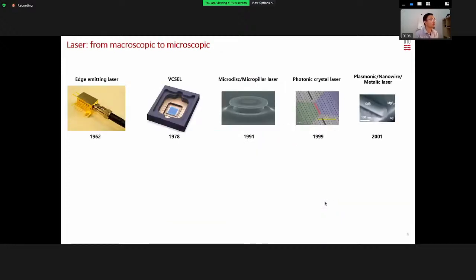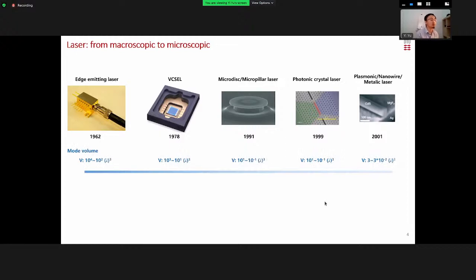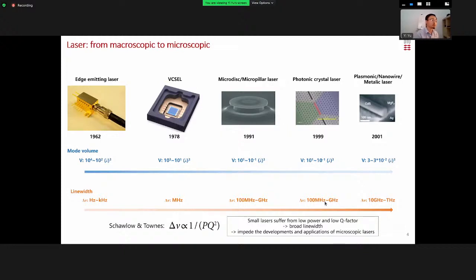However, if we look at the progress of lasers from macroscopic to microscopic, for example, starting from the algae-emitting laser to VCSEL to microdisc, photonic crystal, and plasmonic lasers, as the size and also the mode volume of the laser become smaller and smaller, the linewidth of the laser drastically increases. This can also be well understood by the Schawlow-Townes formula, which shows that if the laser linewidth is governed by quantum noise, the linewidth should be inversely proportional to the power and the Q factor of the laser. Since small lasers typically suffer from low power and low Q factor, this will lead to a broader linewidth. This is a fundamental problem which severely impedes the development and applications of microscopic lasers.